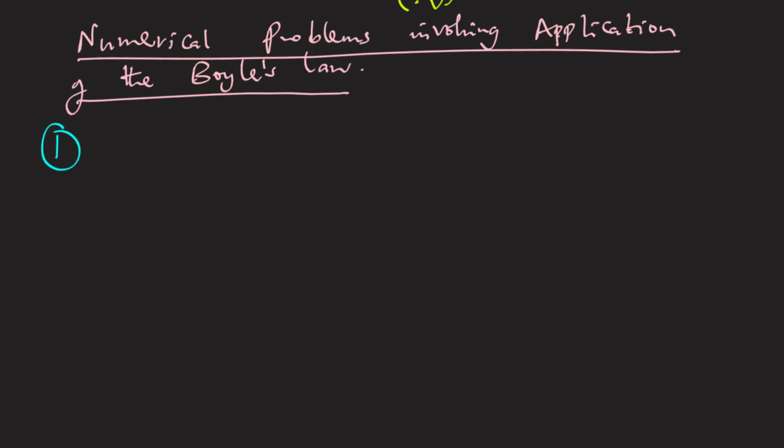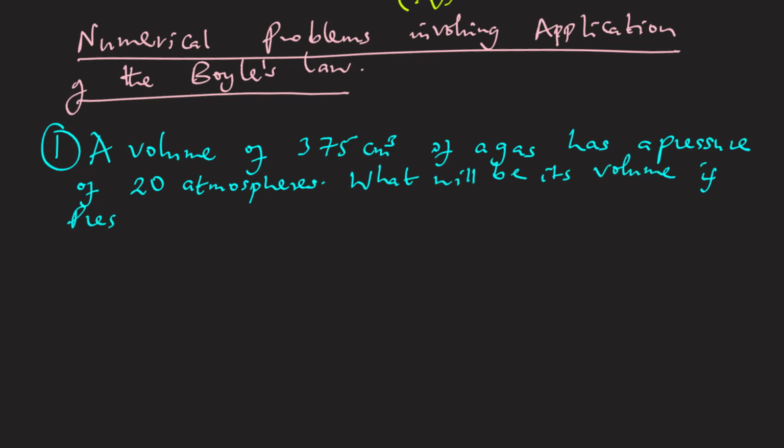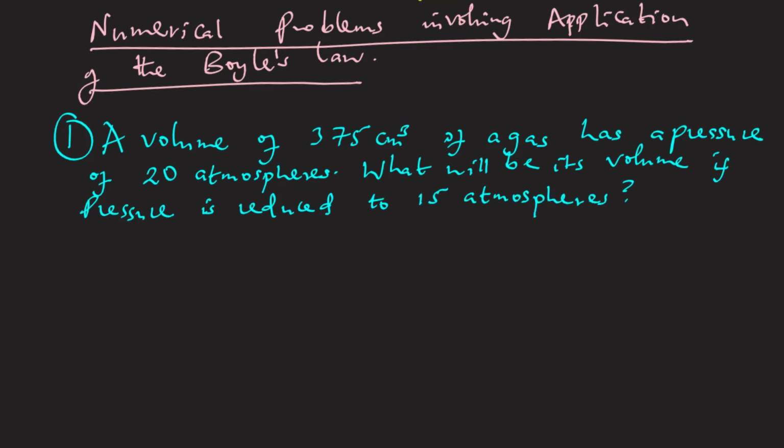Example 1. A volume of 375 cubic centimeters of a gas has a pressure of 20 atmospheres. What will be its volume if pressure is reduced to 15 atmospheres? Before solving this problem, kindly extract the values as you read out the question.